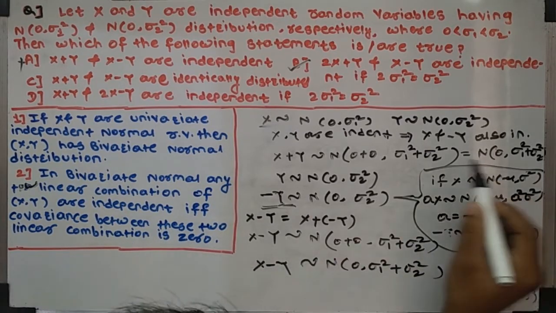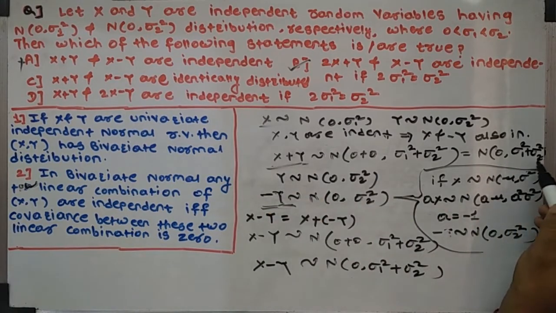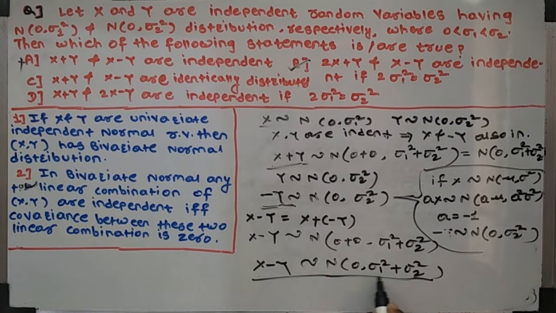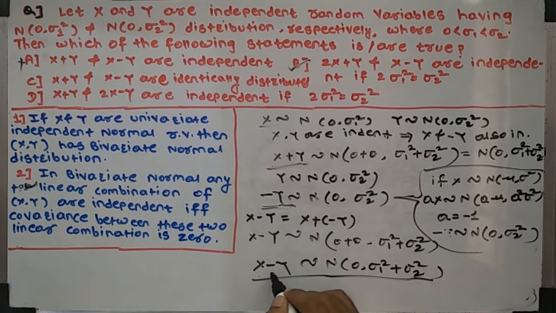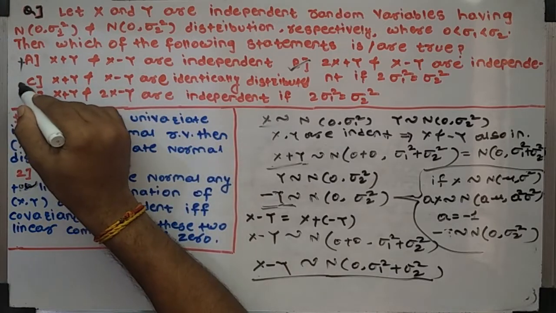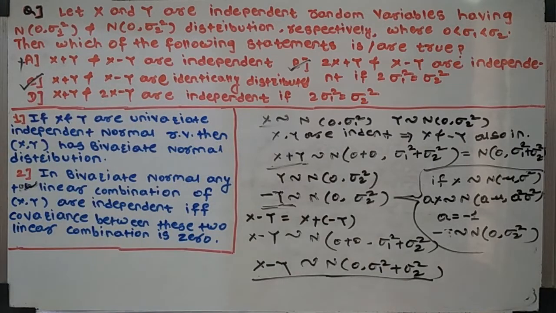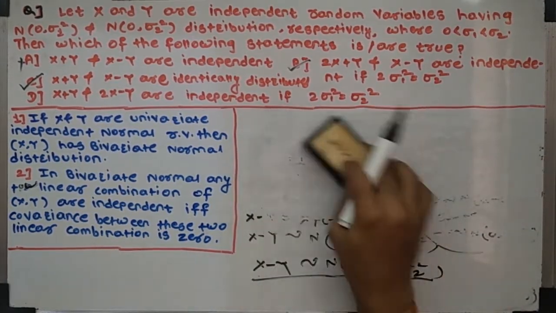So here we checked that x plus y follows normal 0 comma sigma 1 square plus sigma 2 square and x minus y follows normal 0 comma sigma 1 square plus sigma 2 square. So the distributions of both x plus y and x minus y are the same, so x plus y and x minus y are identically distributed random variables. Now we need to check whether the fourth answer is true or false.